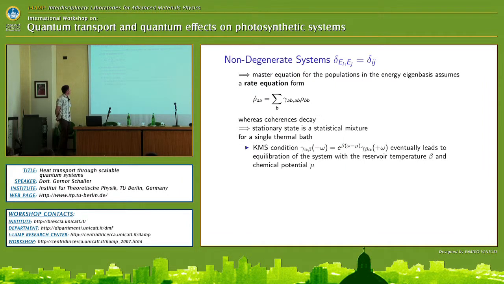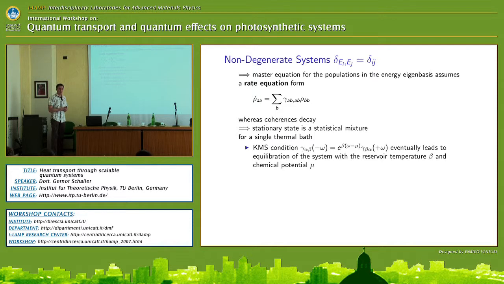What else can be said? Well, I mean, still, this couples, in general, coherences and populations. Only for the case of having non-degenerate systems, you can say that this delta in the energies becomes a delta function in states. And then the master equation further collapses into a single rate equation form.